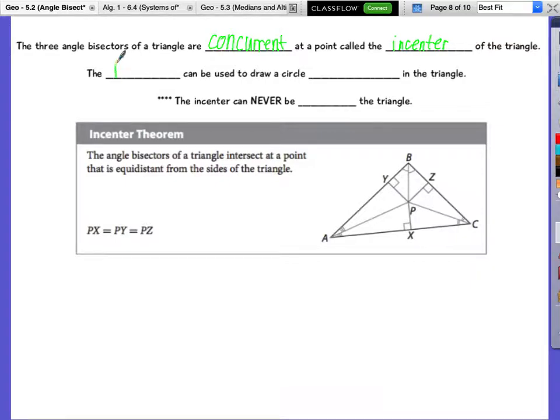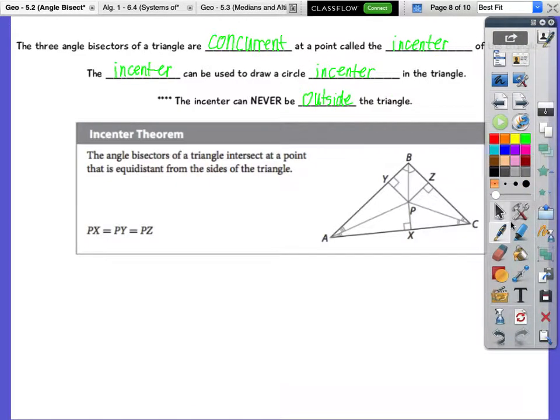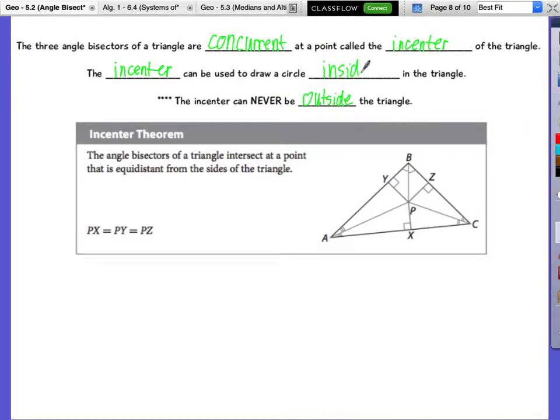Now the incenter can be used to draw a circle inside the triangle. The circumcenter can be used to draw a circle around the triangle. The incenter will draw a circle inside of the triangle. The incenter can never be outside of the triangle. It should be inside the triangle.